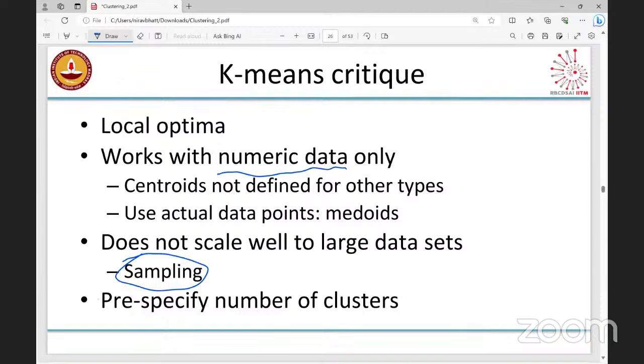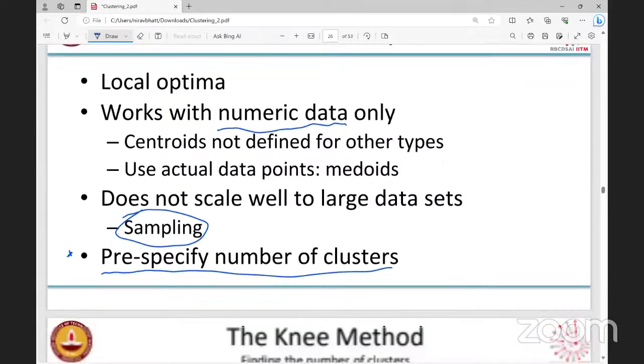One of the biggest challenges here is the pre-specification of the number of clusters. I have to define how many clusters I want a priori. Right? So that's another issue with k-means. But it is the simplest algorithm, can be used by anybody, and can be implemented by anybody in a straightforward manner.